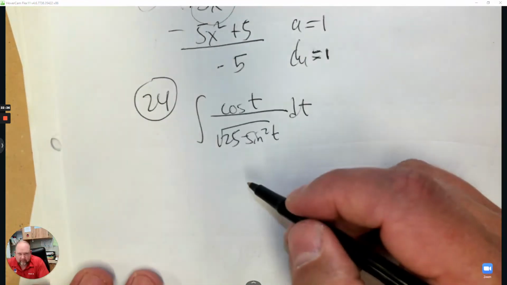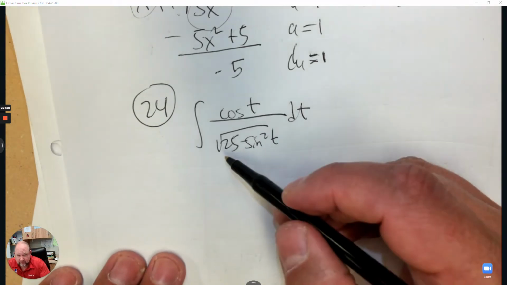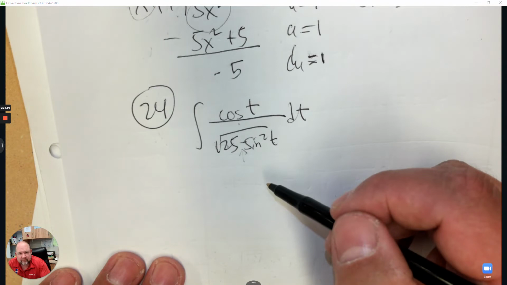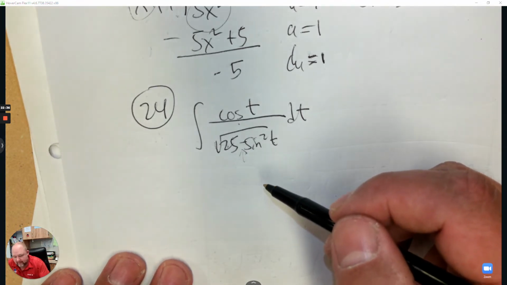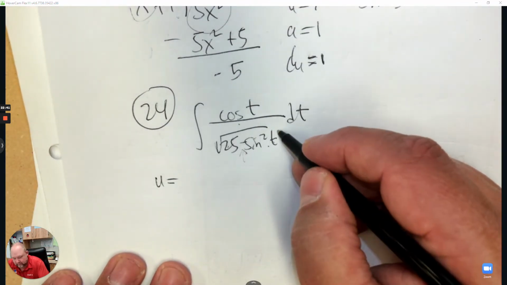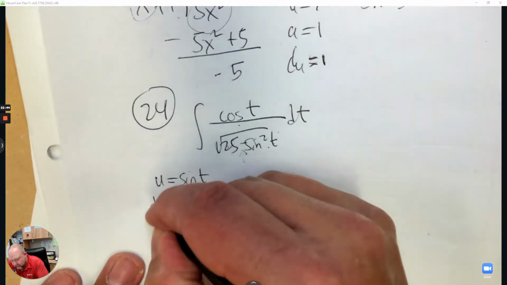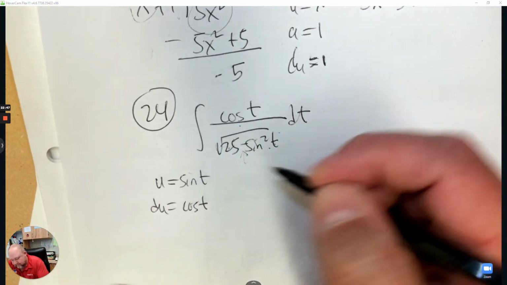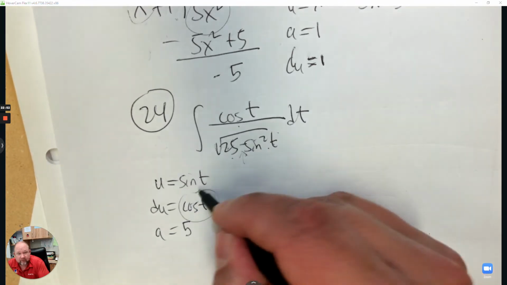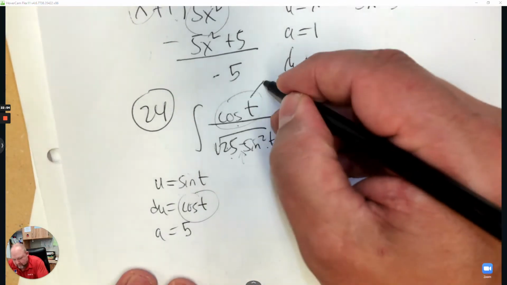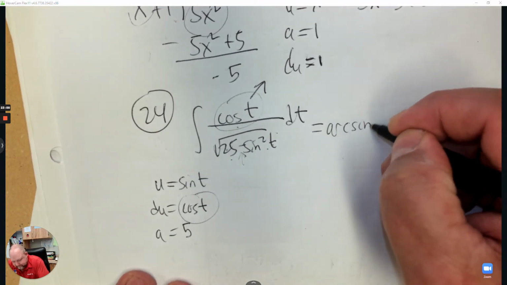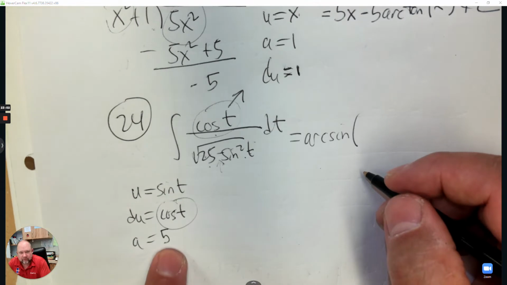So when I look at the form of it, arcsine to me is one of the easier ones to see, where it's a square root, it's subtracting. So first of all, I'm going to try that. u in this case would be the square root of sine squared, which is sine. The derivative of that is cosine. And then a would be the square root of 25, which is 5. And if you look carefully, the hook is what it should be, so I don't need to do anything else. The rule for arcsine is write down arcsine, and then it's u over a.